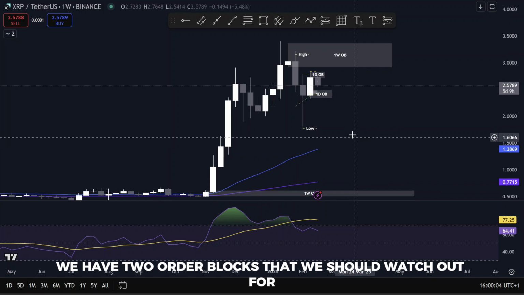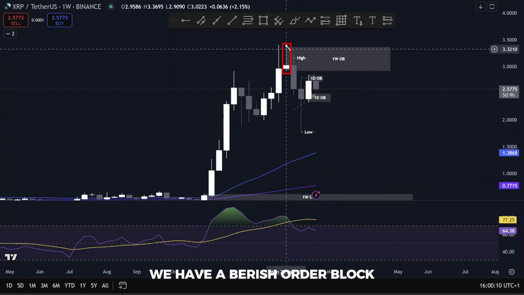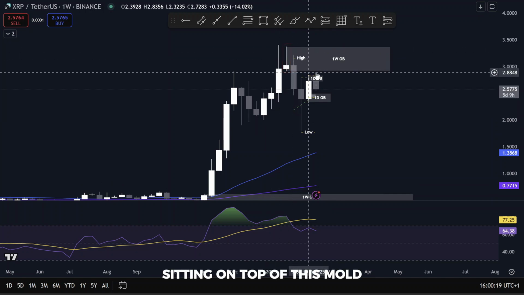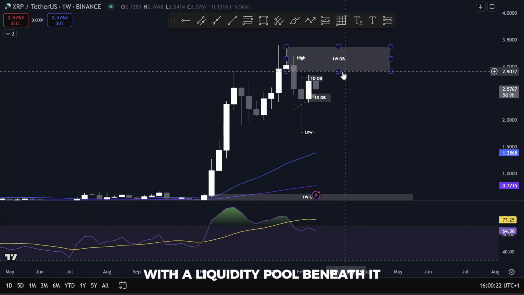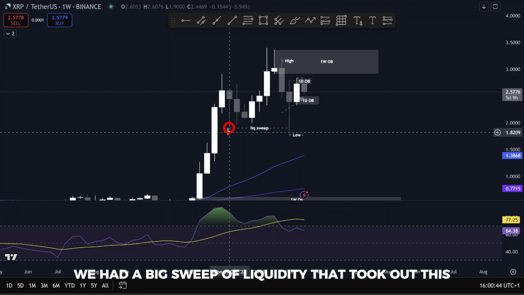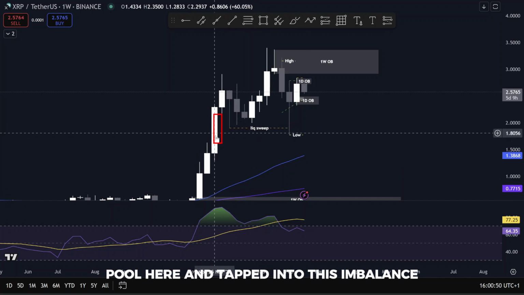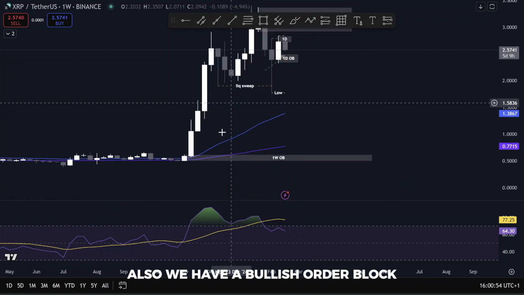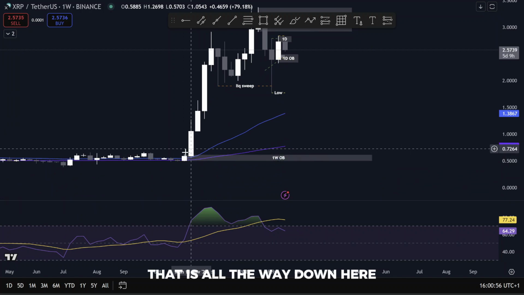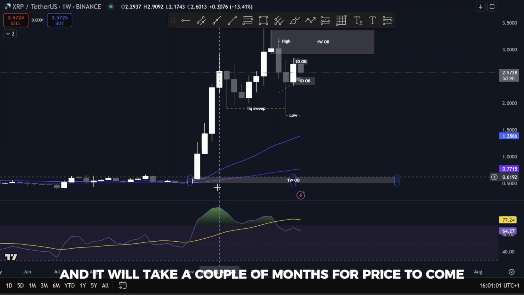We have two order blocks that we should watch out for. We have a bearish order block sitting on top of this move with a liquidity pool beneath it. We had a big sweep of liquidity that took out this pool here and tapped into this imbalance. Also, we have a bullish order block that is all the way down here, and it will take a couple of months for price to come here.